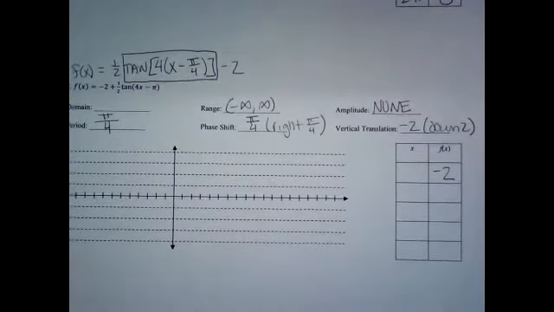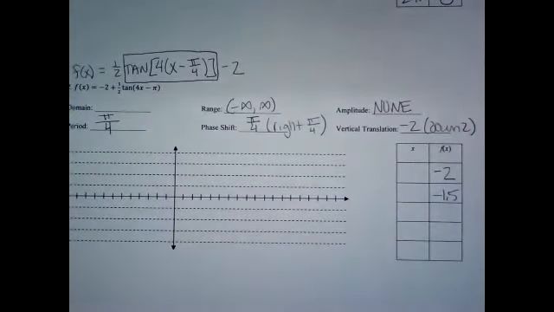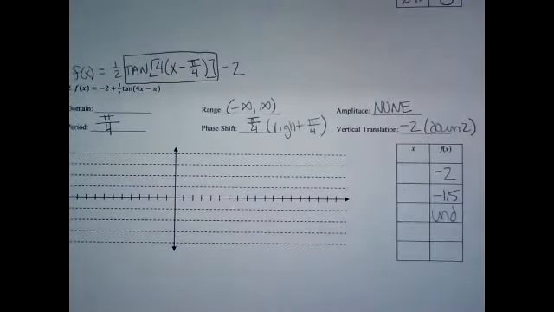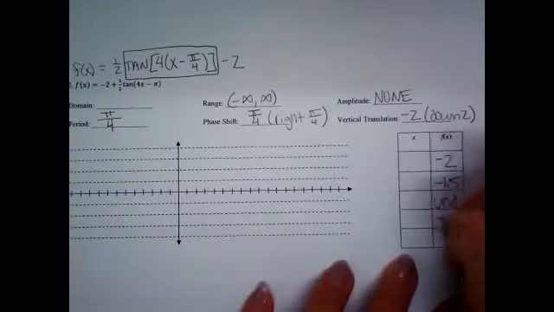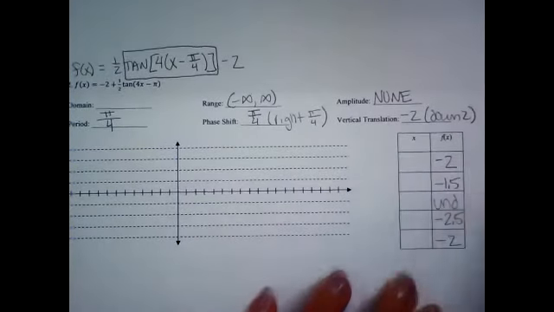Then this one, 1 times 1/2 would be 1/2 minus 2, -1 and 1/2 or -3/2. I'm okay with you using the decimal for the y value. All right, now we're up at the top, 1 over 0, undefined. Then we're over here, that's -1 times 1/2, -1/2 minus 2, -2 and 1/2. And then the last one always puts you back where you started, which is -2.